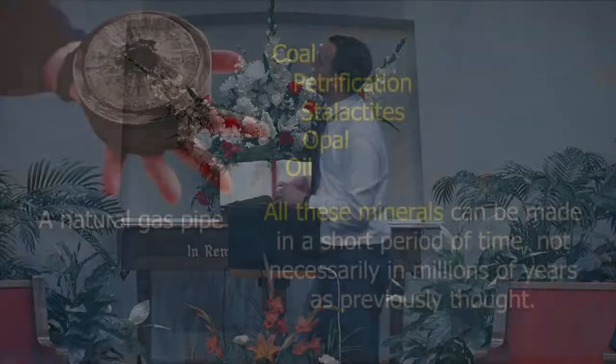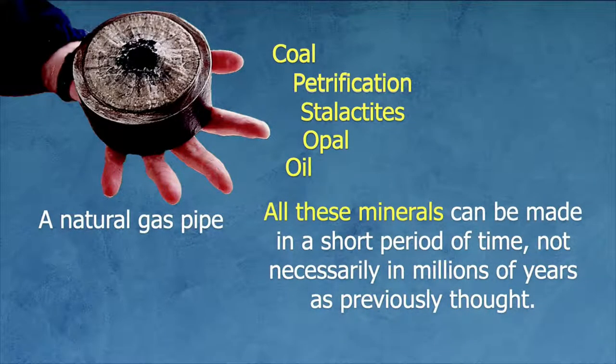Now, we've also been told that, generally speaking, it takes millions of years for things like coal, petrification, stalactites, opal, and oil to form. But we found that a lot of these materials can actually be formed in a short period of time, and I'll give you a couple of examples.